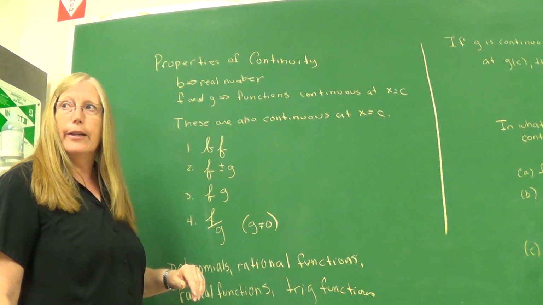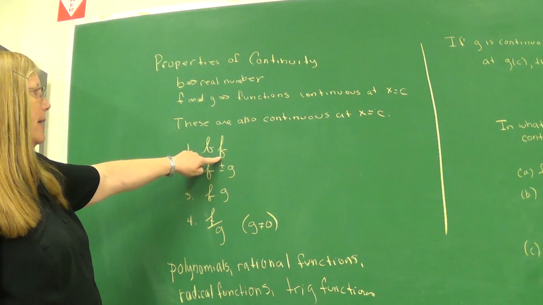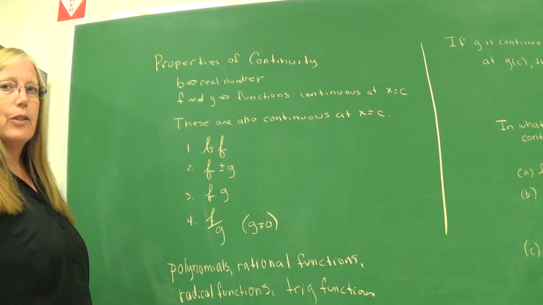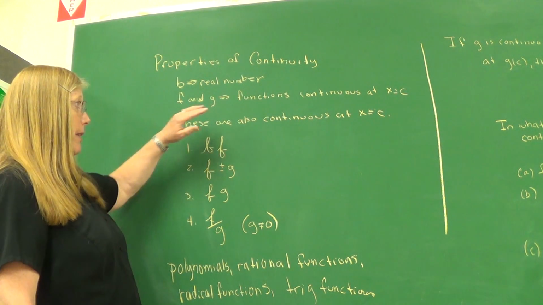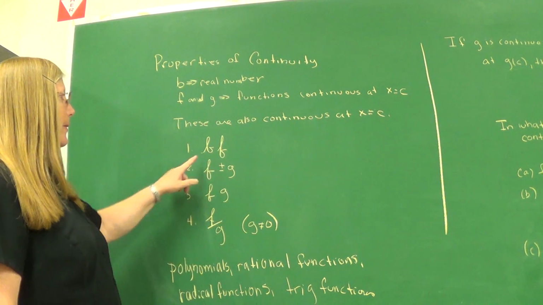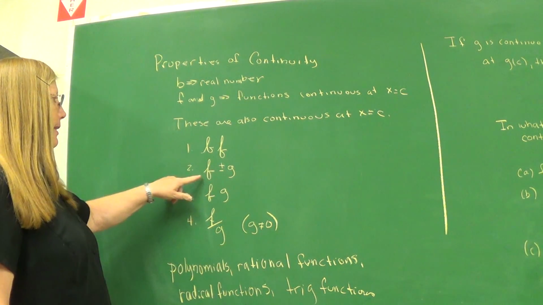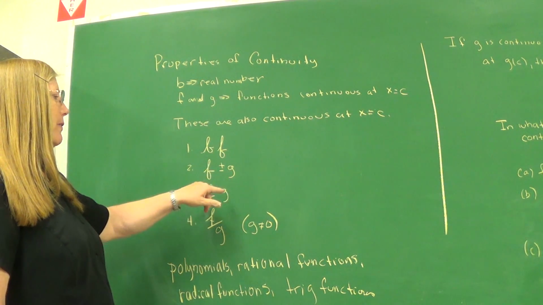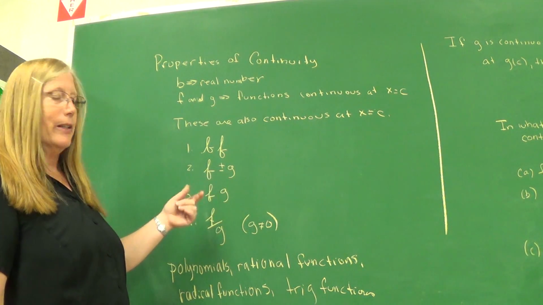So these will follow the leader here. The first one is b times f. Notice I took the function and multiplied it by a constant. If we started with f continuous, which we stated we did, and multiply it by a constant, it is also continuous. If we add two continuous functions or subtract two continuous functions, we get a continuous function.